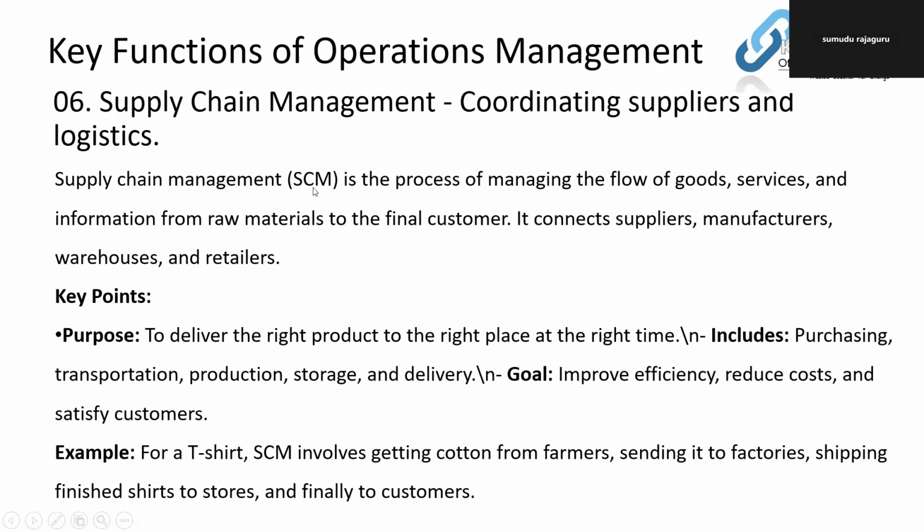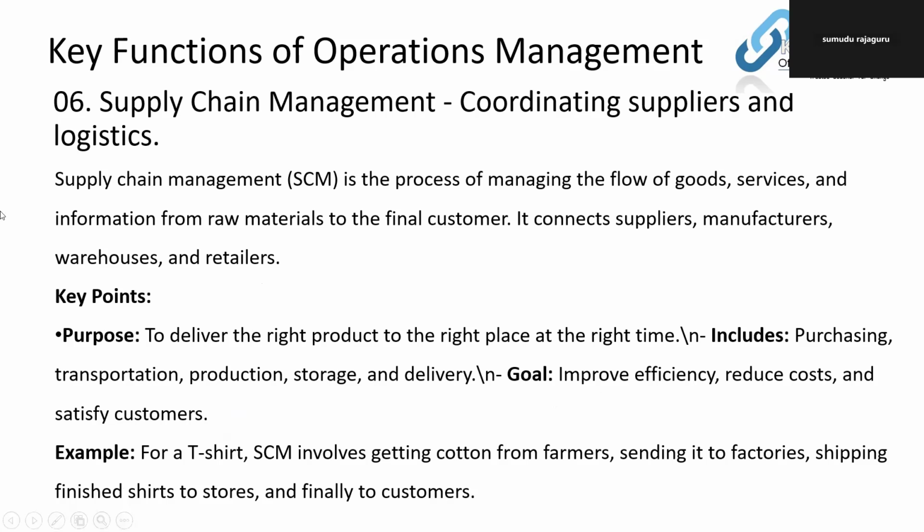Sixth one, supply chain management. So supply chain management means coordinating suppliers and logistics. Supply chain management is the process of managing the flow of goods, services, and information from raw material to the final customer. It connects suppliers, manufacturers, warehouses, and retailers. So it connects every stakeholder: suppliers, manufacturers, retailers, warehouses, everything.